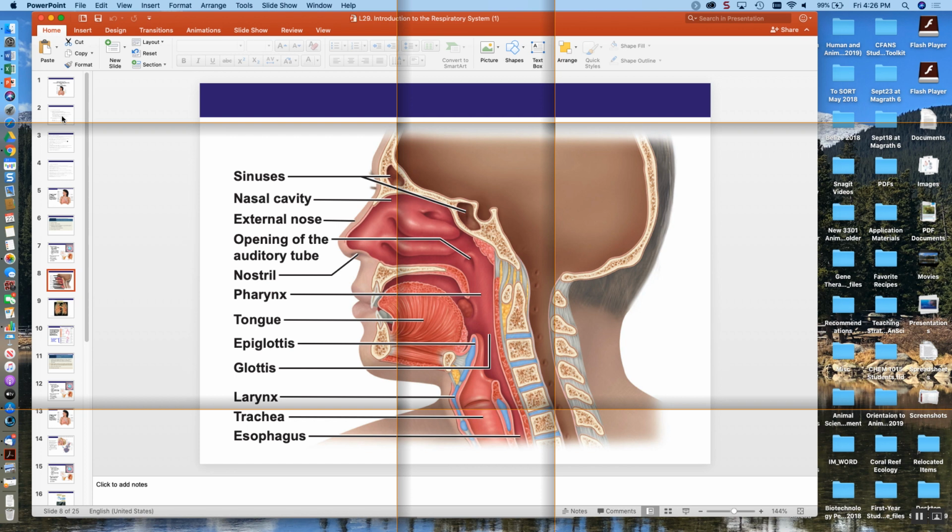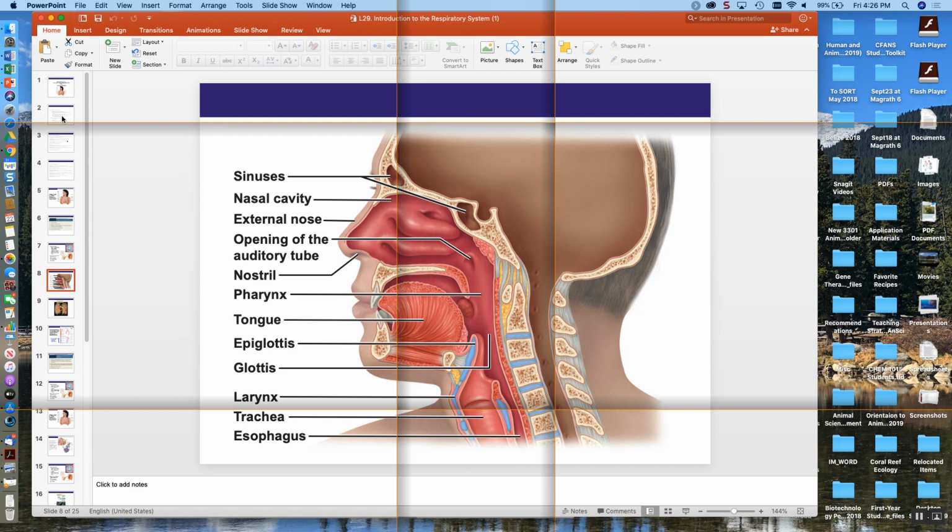All right, so this omega-shaped structure, the epiglottis and the glottis are here. The epiglottis is the structure that bends down. The glottis is basically this entire area here, and then the vocal cords are within the larynx. And then the trachea is the first tube of the respiratory system.